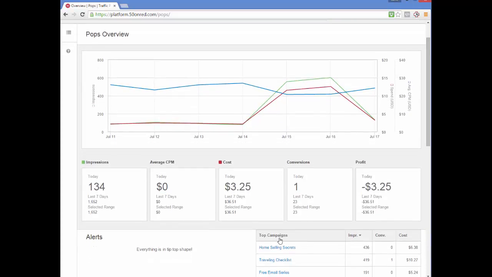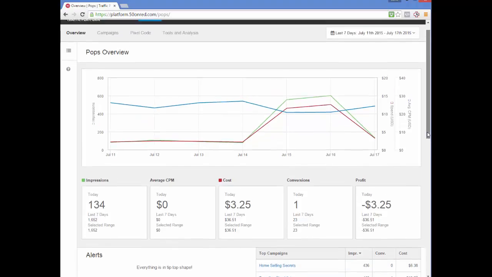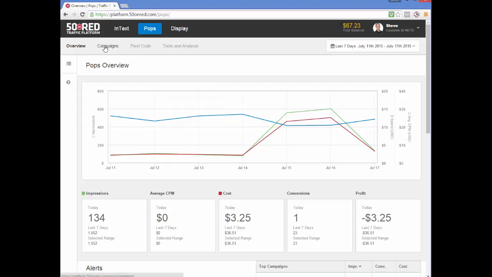Even here you can see the top campaigns have been running. These are the impressions over the last 7 days and conversion. So we can see we've got one conversion for the traveling checklist campaign. We don't have any conversions for the real estate or the internet marketing one. Okay, so let's look at them a bit closer. We'll go into campaigns.